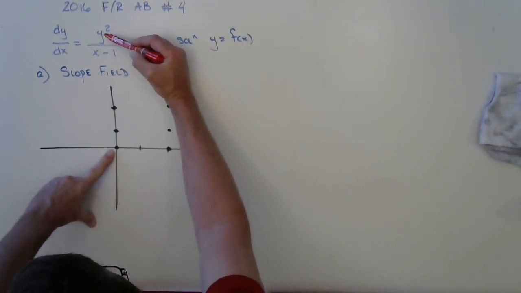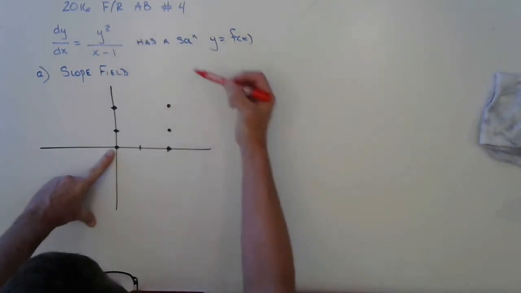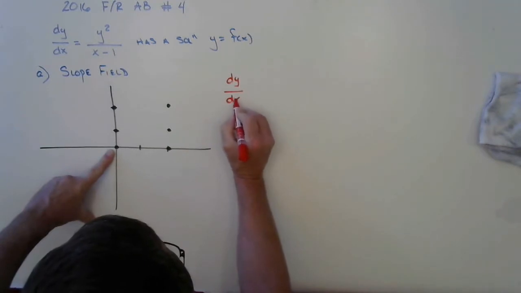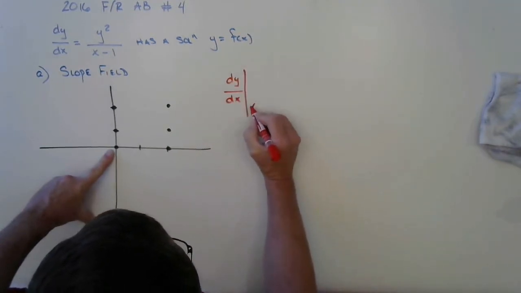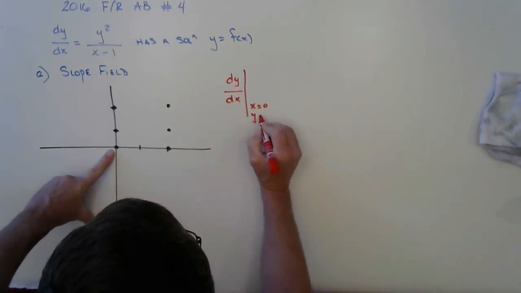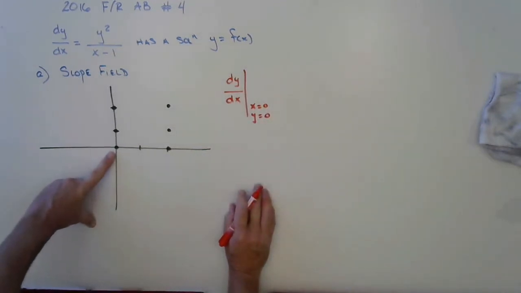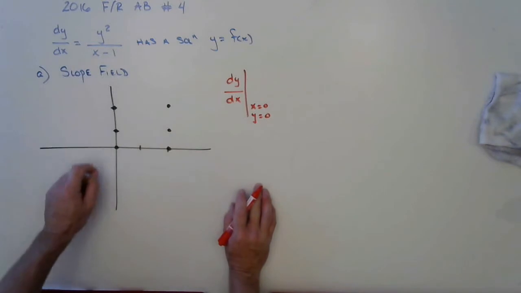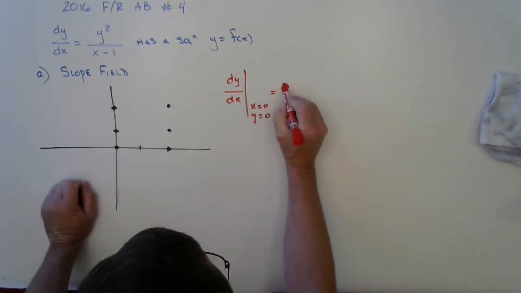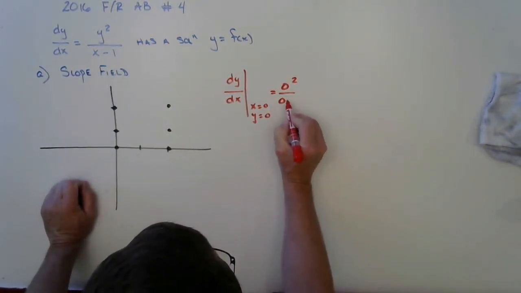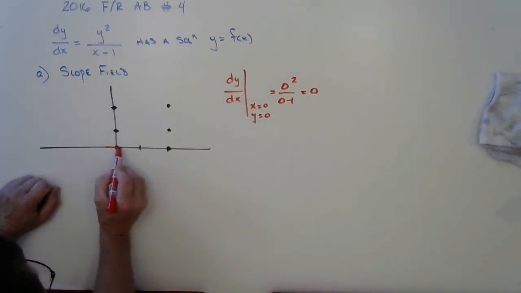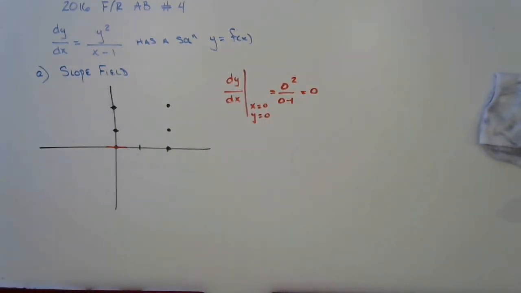So if I plug 0 in on the top, here, we can even write out what we're doing. We're going to find the slope when x equals 0 and y equals 0, because that's this point. So I'm going to plug that in. I get 0 squared on the top, 0 minus 1 on the bottom, I get 0. So I would draw a little bar like this to show the grader. Right there, my slope is 0.